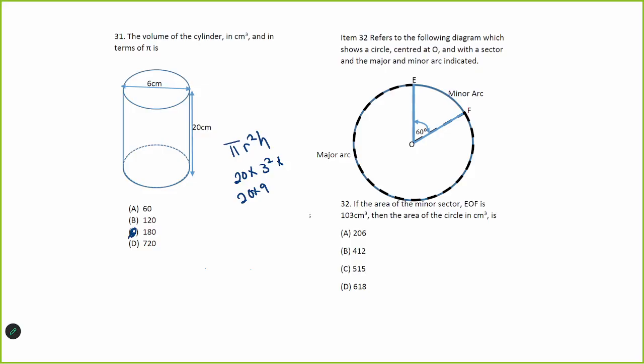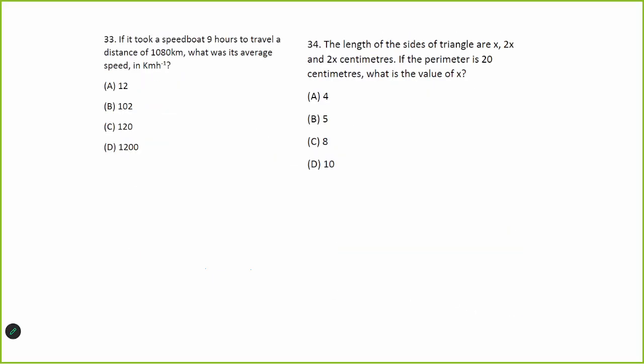If the area of the minor sector is 103, then the area of the circle: we know that 1/6 is 103, and we want 6 over 6, which is 103 times 6. 6 3s are 18. 1/6 is 6. 618 would be your answer. This one here, we did this question, I believe it was 120 is distance, which is 1080 divided by 9, which is 120. This one we did, I believe we got 5x equals 20, so x was equal to 4.